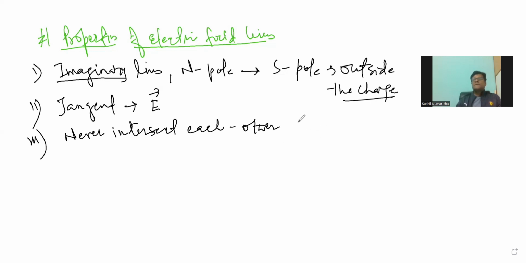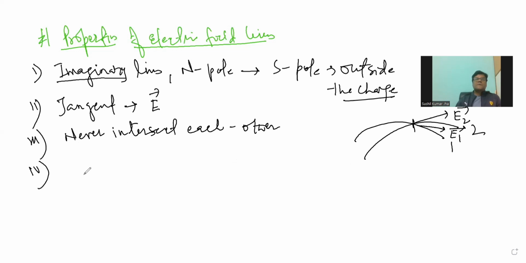It means if they intersect, then what happens? Let's say these are two lines which are intersecting at a certain point. Because the tangent drawn over there gives us the direction of the field, we find there can be more than one field direction at the same point, which is practically not possible. So they never intersect each other. And then, if the number of field lines is more, generally it represents a stronger electric field, right?